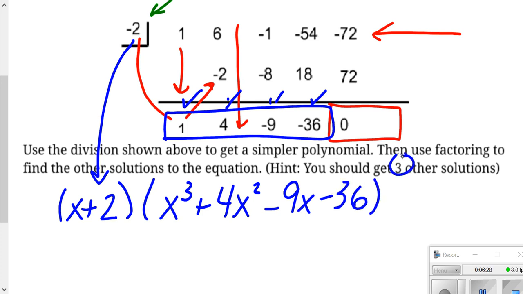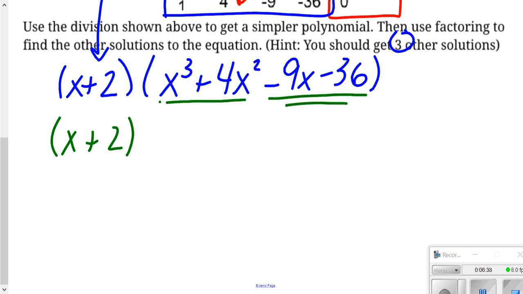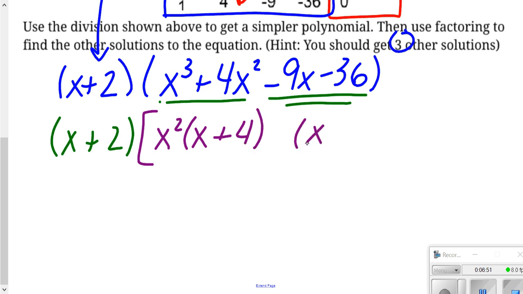We're supposed to get 3 more answers. Okay, let's see if we do. Carry the x plus 2 through the problem. Now I have 4 terms in here. This looks like grouping to me. 4 terms, grouping, excellent. The single underlined part has an x squared as a common factor, which leaves me with x plus 4. Hope I get x plus 4 over here. Is there something I can take out that would make that happen? Minus 9. -9 times x is -9x. -9 times +4 is -36. Woo.